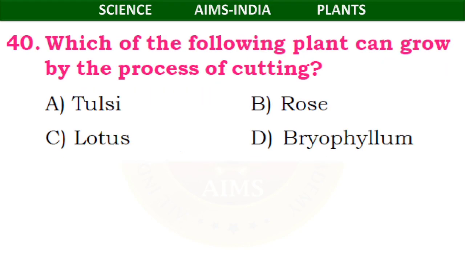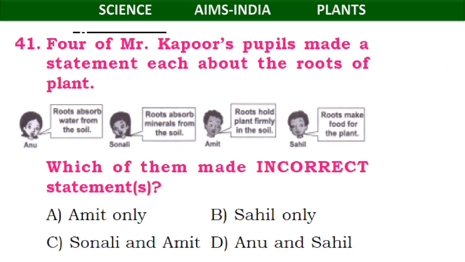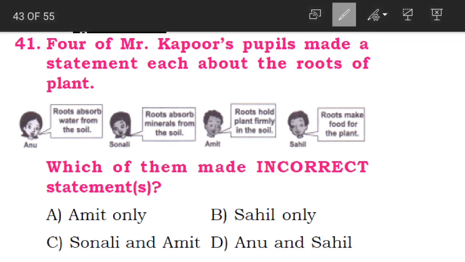Clear, children? Now we'll go to the 41st question. 4 of Mr. Kapoor's pupils made a statement each about the roots of a plant. Here pupils is nothing but students. So 4 students have made different statements about the roots of a plant. So Anu, what is she telling? Roots absorb water from the soil.